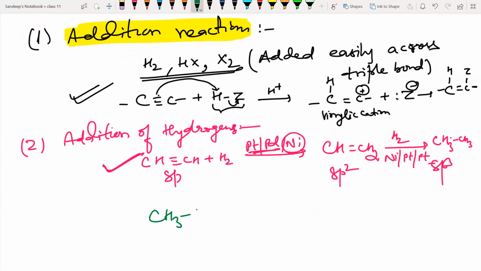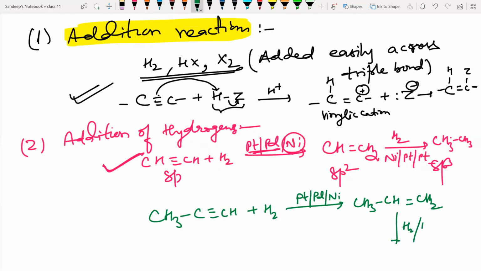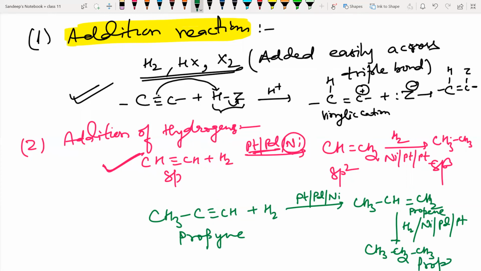So if you have propyne treated with hydrogen in presence of the same catalyst, it will form propene. So first step, propene. Propene can further react with hydrogen in presence of these catalysts to form propane. So this is an example of addition reaction. From propyne it forms propene, and from propene it forms propane. Easy?